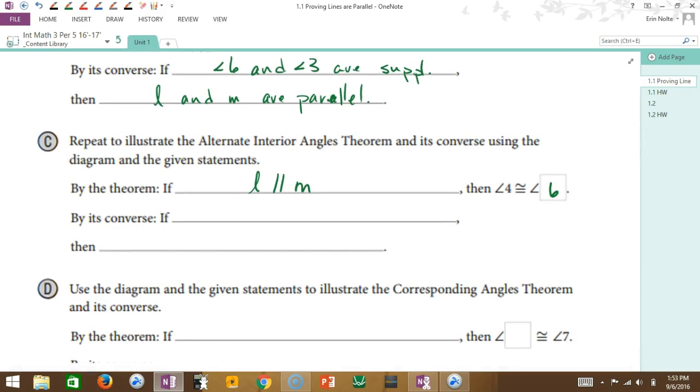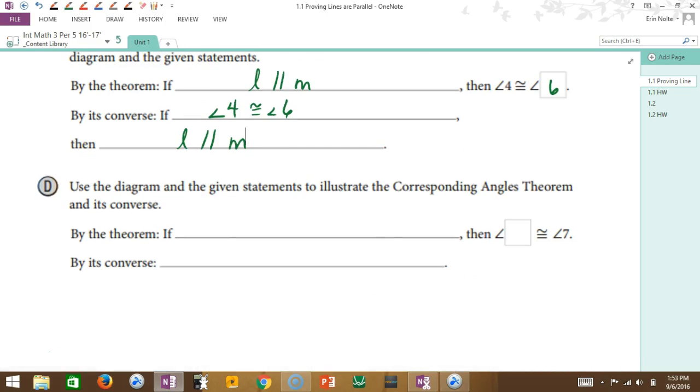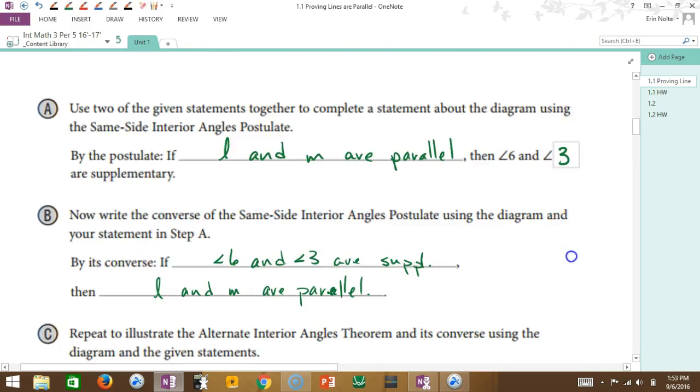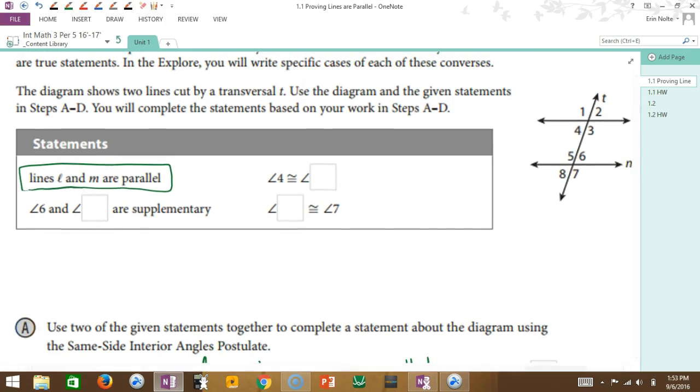So the converse of the statement would be if angle 4 is congruent to 6, then the lines are parallel. Now we're cruising. Okay, last statement, we're talking about corresponding angles. Originally, if, what is given to us? If they're parallel. Okay, so we're talking corresponding angles to 7. Which one corresponds to 7?